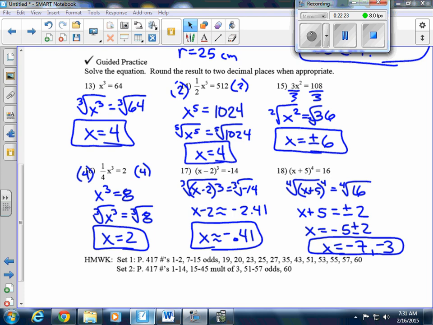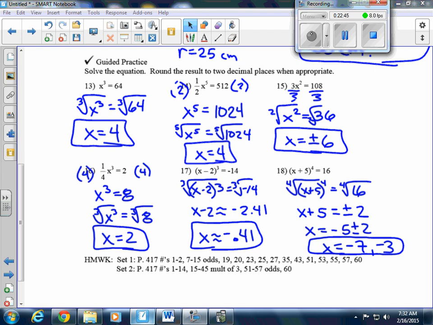However, if you look at 15 and 18, where those index numbers are even, we had a square in 15 and a 4 in 18. Those powers are even. So when we take the roots of an even, we had to have our plus or minus, and that's why we have 2 answers in 15 and 18.